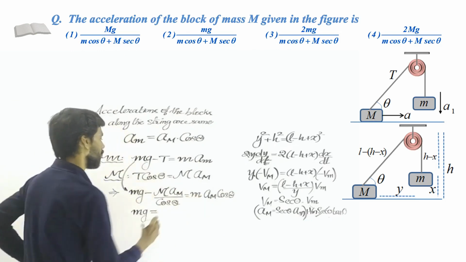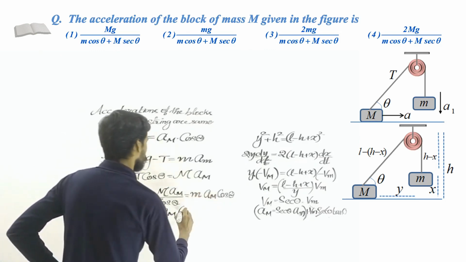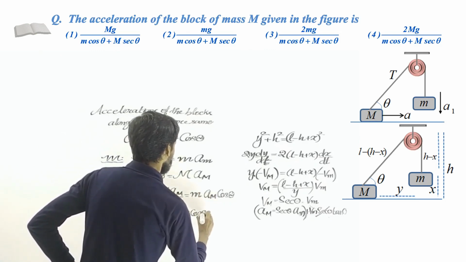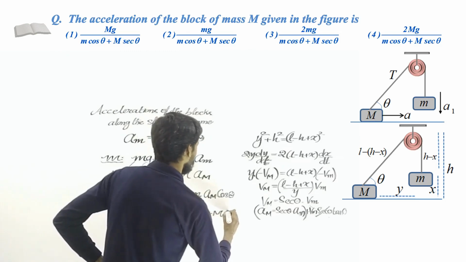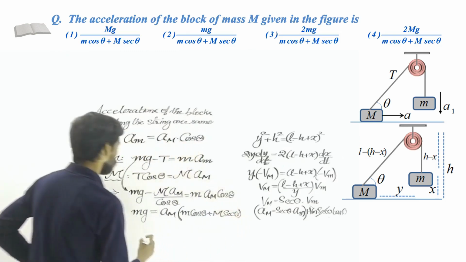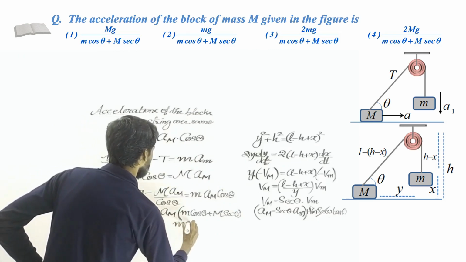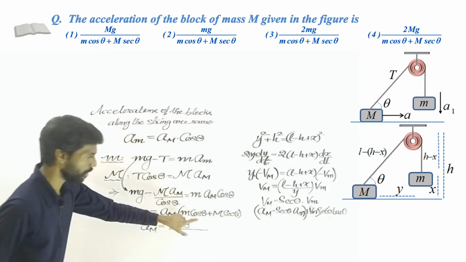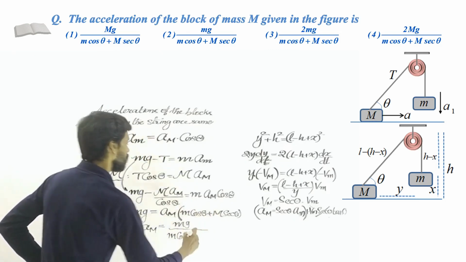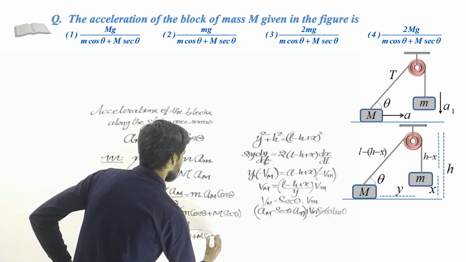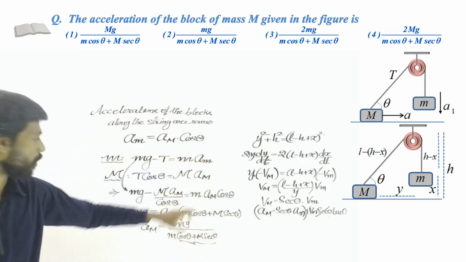So mg equals, you take it to the other side. If you take am common, that will become small m cos theta plus capital M times 1 divided by cos theta, which can be written as secant theta. So this will give you our required acceleration, a capital M. That equals mg divided by m cos theta plus capital M secant theta. So this is the acceleration of the block of mass capital M. That is the required answer.